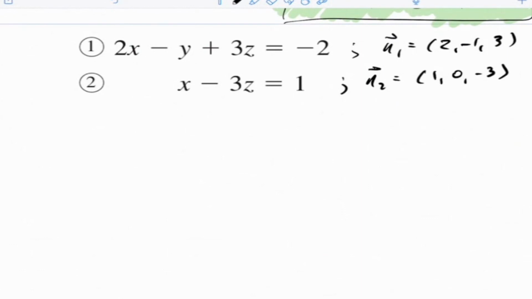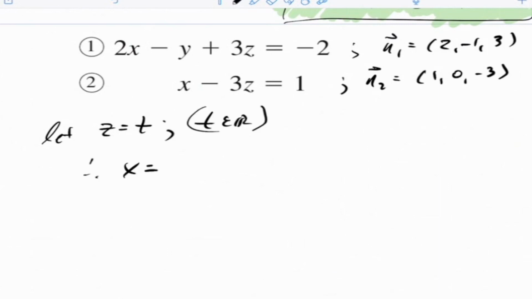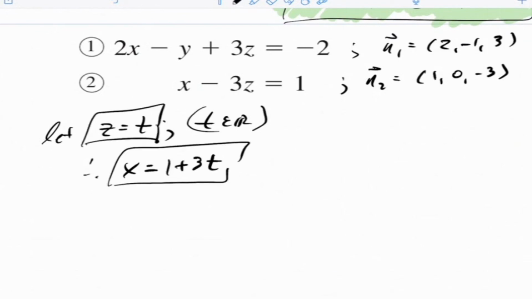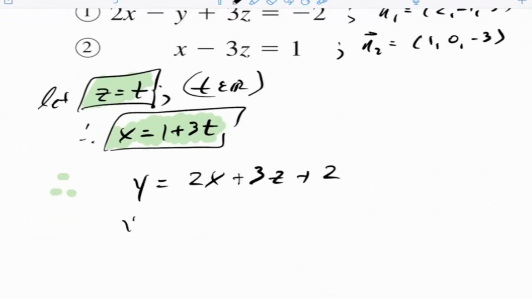I mean, you don't have to. Like if you want, you can multiply by 2 and make this 0, and you can solve it just the same. But I can just let z equal t, where t is any real number. And therefore, I know that x is going to equal 1 plus 3t. So like I've solved for z, I've now solved for x, and therefore I can solve for y. So therefore, what's y equal to? Well, y is going to equal 2x plus 3z plus 2. Right, but I know what all this is.